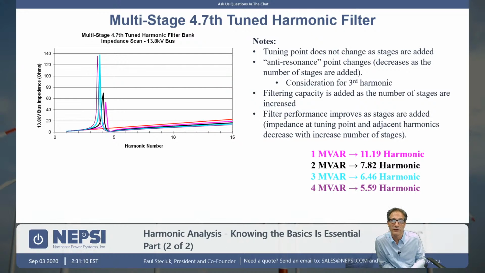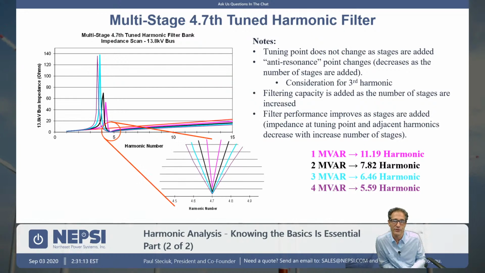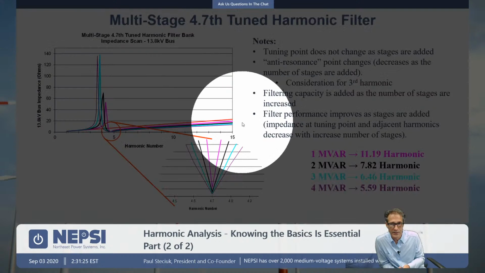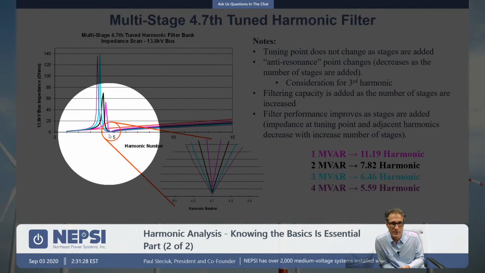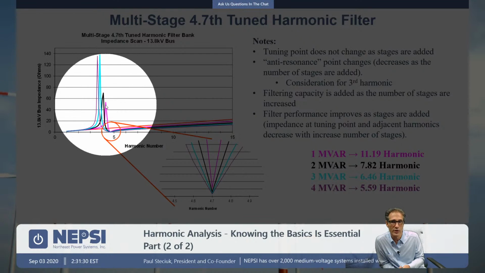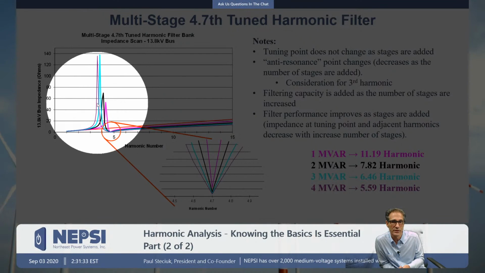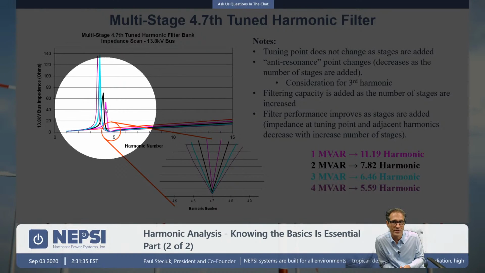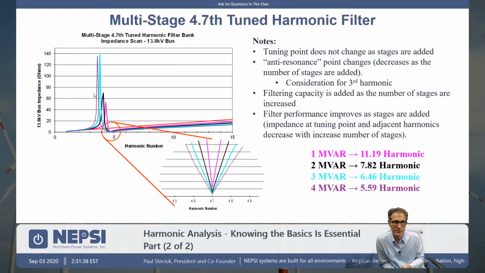So you do have this concept of multi-stage harmonic filters, and it's good to understand what happens here. In this case, we have a 1, a 2, a 3, and a 4 megavar multi-tuned harmonic filter system. And you can see the tuning point never changes, okay? But what does change is that resonance that exists below the tuning point. Here we have resonances that, as we increase stages, the resonance creeps back towards the fourth harmonic, and then sometimes potentially even the third harmonic.